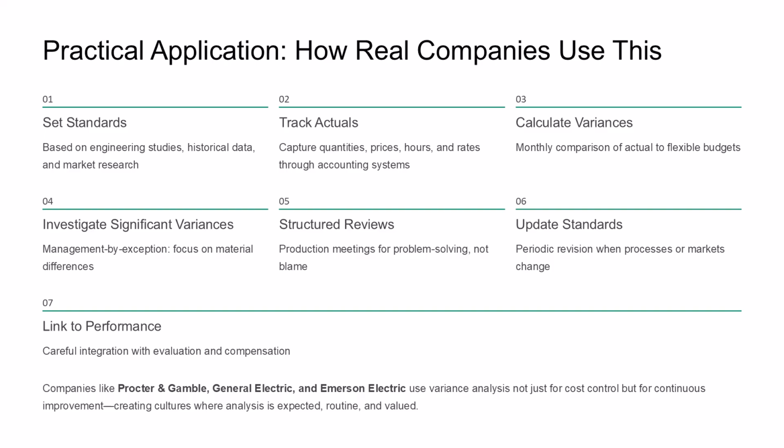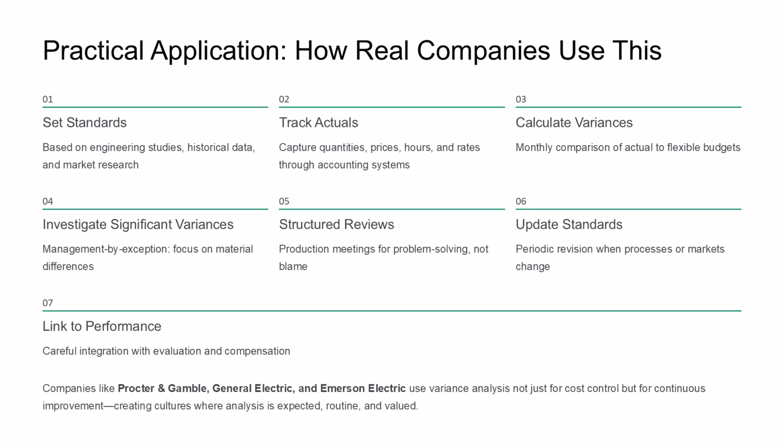Fourth, they investigate significant variances, typically using a management by exception approach where only variances above a certain dollar threshold or percentage threshold get detailed investigation. Fifth, and this is crucial, they have structured review processes. Production meetings where variances are discussed, explanations are provided, and corrective actions are identified. These aren't blame sessions, they're problem-solving sessions. The goal is learning and improvement, not punishment.